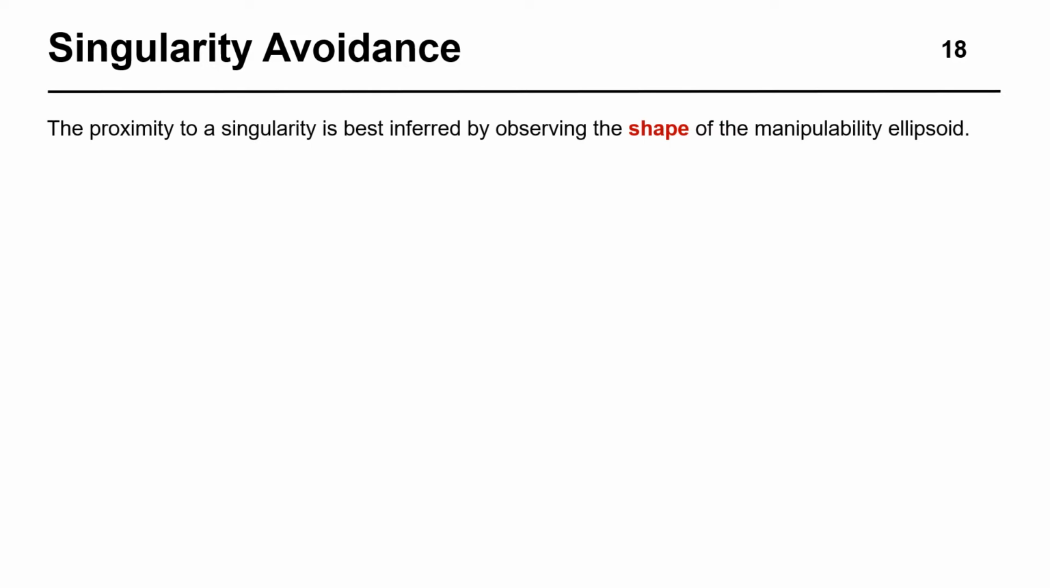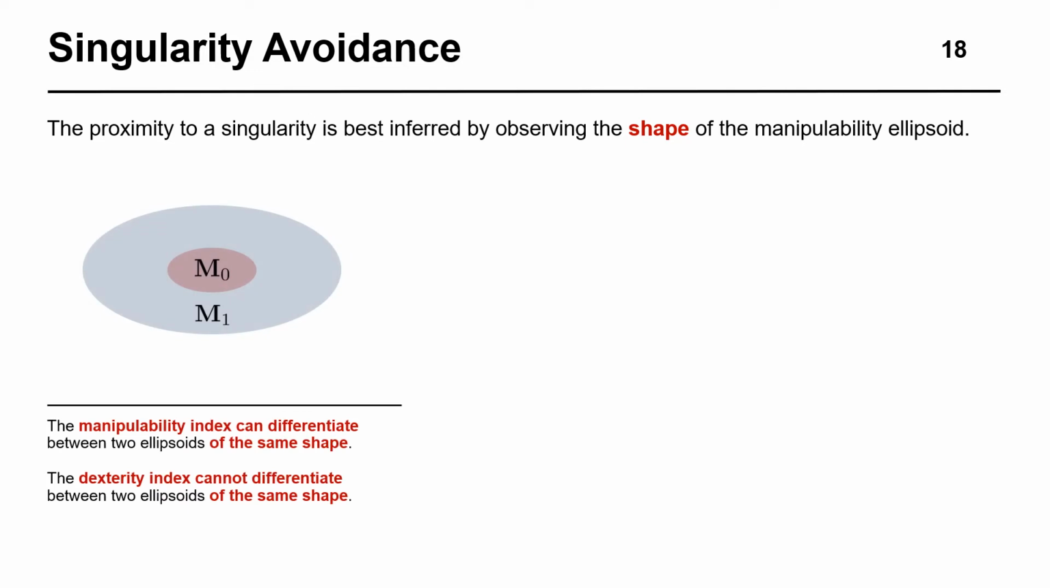Clearly, the proximity to singularities is best inferred and controlled by accounting for the manipulability ellipsoid's full shape, which is difficult to translate into optimization criteria. For example, the dexterity index is invariant to the overall ellipsoid volume. So, as long as two ellipsoids have the same ratios of the lengths of their shortest and longest axis, the dexterity index will not be able to differentiate between the two.